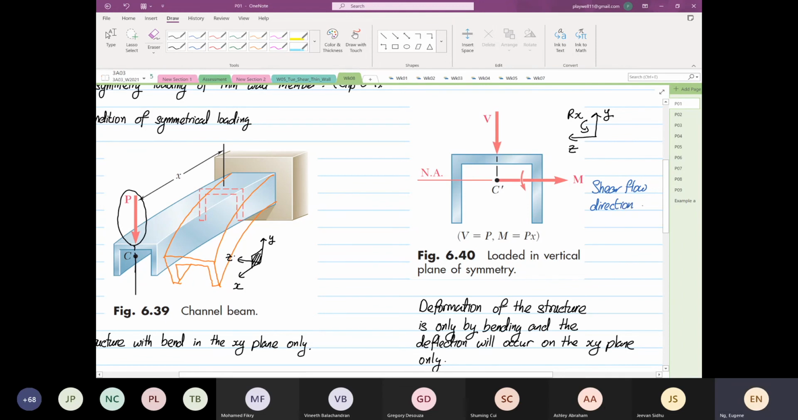Okay, shear flow direction is controlled by the web. So we know that the shear flow will be coming down this way. So this is our Q, right? It's controlled by the web. So this is our web.